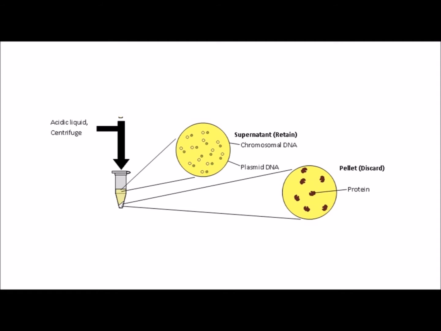This is incubated, and a step where potassium acetate and acetic acid are added is performed. The first purpose is to renature circular DNA and to precipitate single-stranded DNA, and also to allow the easy removal of SDS.